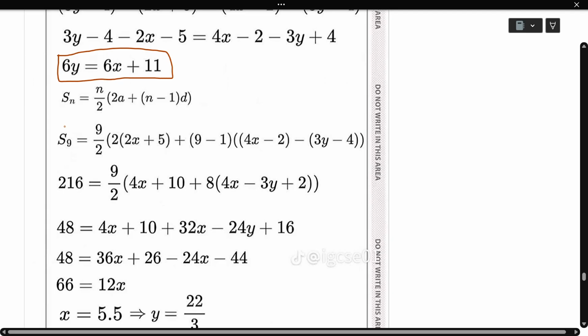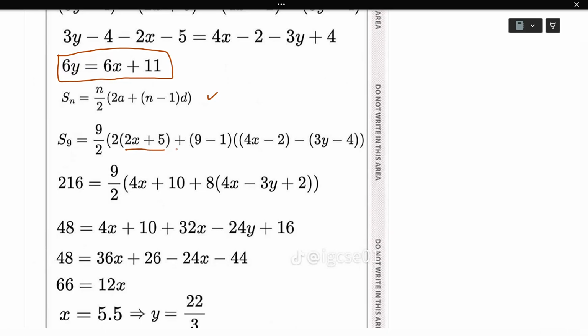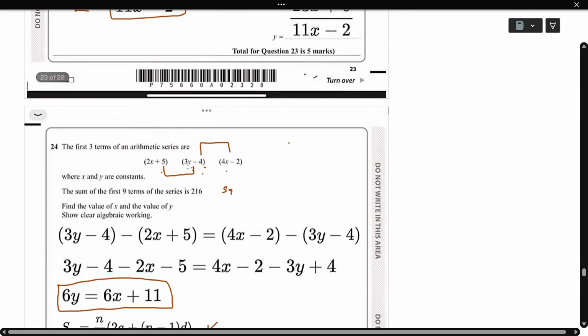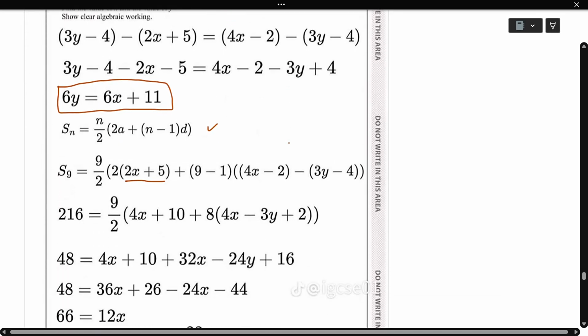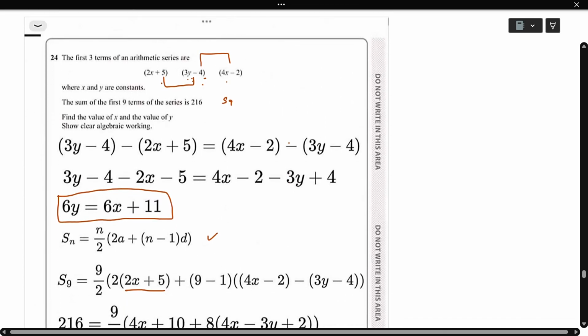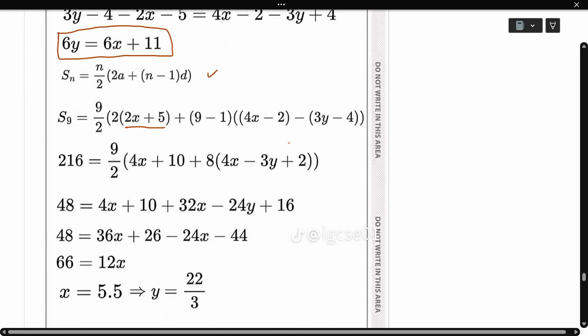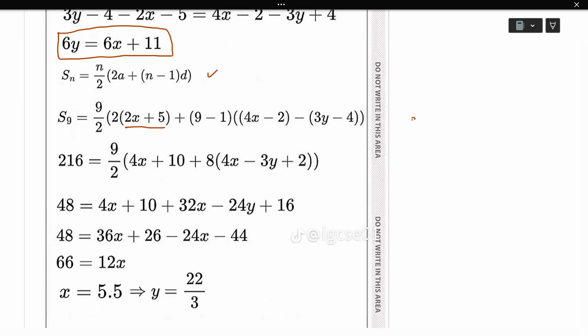So we are writing the Sn formula, which is n by 2 into 2a plus (n minus 1) d. Actually d we can do as I have written: 4x minus 2 minus (3y minus 4). So we have written it as d here. After expanding, S9 equal to 9 by 2 of, I'll expand this, which is 4x plus 10. This is going to be 8.